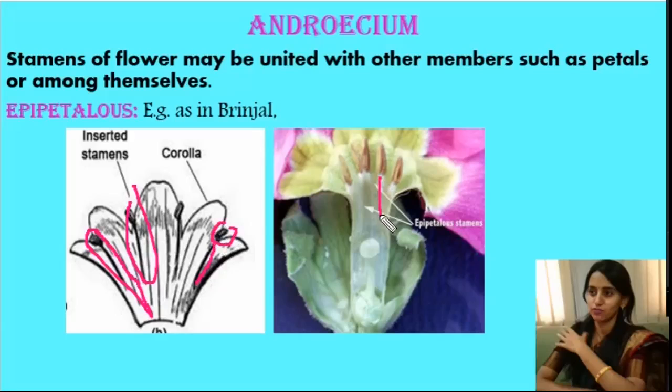In this image it is very clear. These are the filaments and these filaments are attached to petals, whereas the anthers are free. The anthers are not attached to petals. Such stamens are known as epipetalous. You need to remember the definition of epipetalous stamens. When the stamens are attached to petals, such stamens are known as epipetalous stamens. For example, in brinjal flower, we can see the epipetalous stamens.